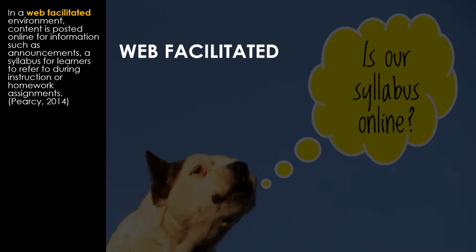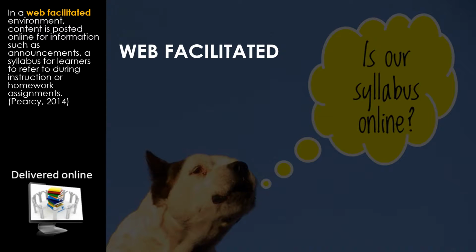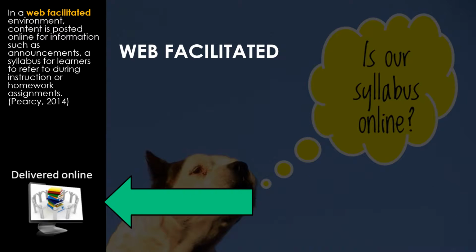The next learning environment is web facilitated. This is where we incorporate an online dimension to our learning environment. We use it more for broadcasting and posting elements of the classroom, such as syllabi, homework assignments, or announcements. According to Mark Piercy, a professor at Rider University, this is where we are learning from the internet to gather information as opposed to learning with the internet. And what is the amount of time that is delivered online? Well, it is a modest 1 to 29% with this model.